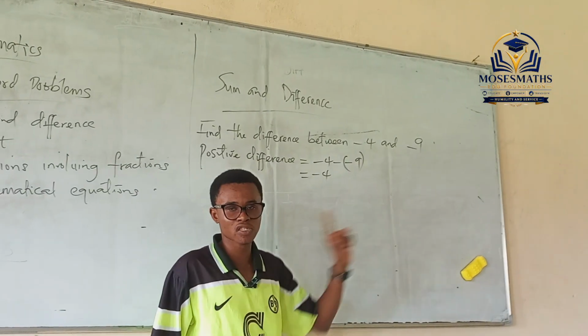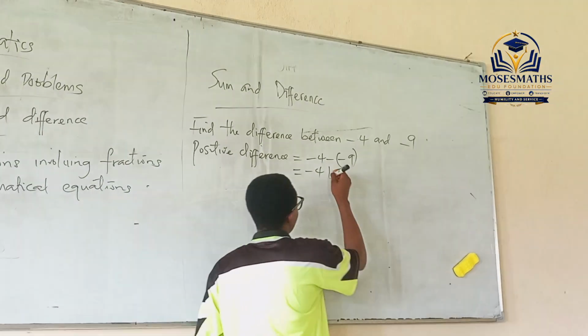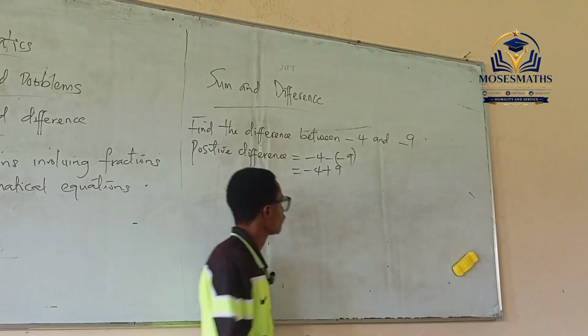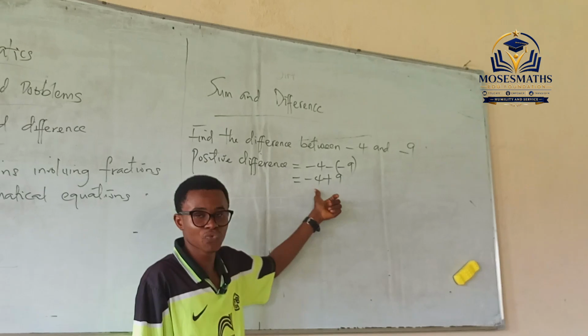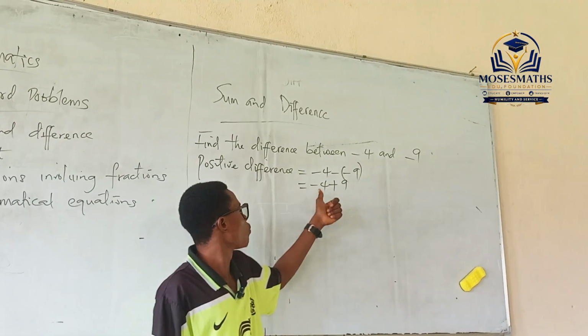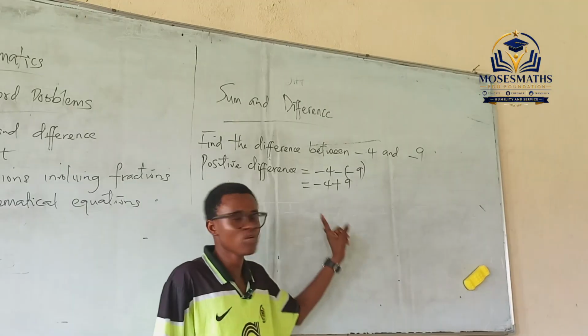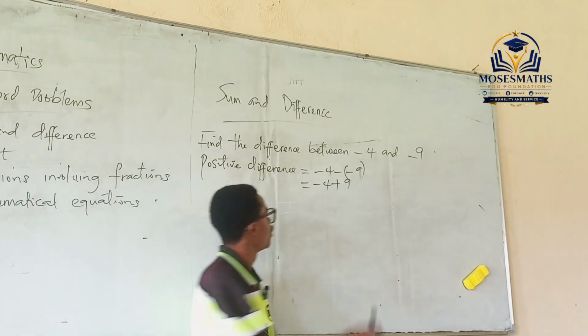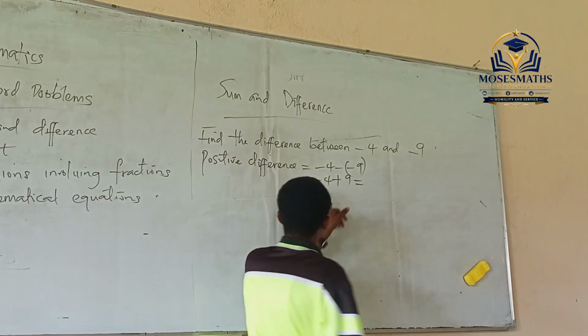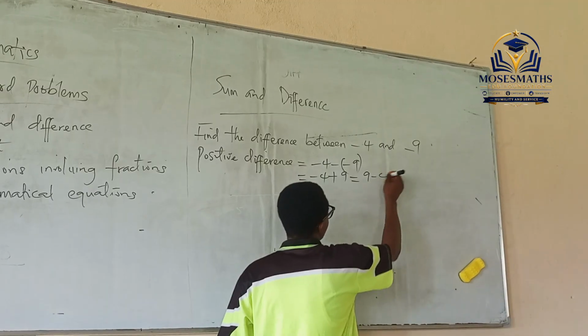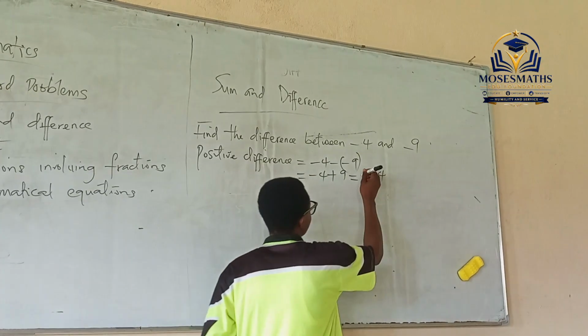minus, minus is plus, 9. Now look at this. This is minus 4 plus 9. What this thing means is remove 4 from 9. We're going to have 9 minus 4. Nothing changes.